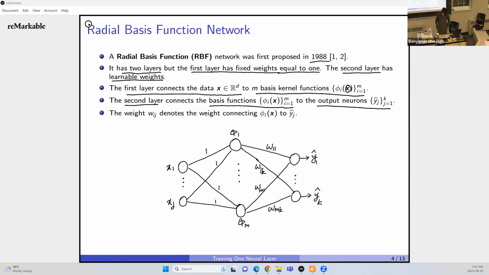The weight wij denotes the weight connecting phi i to yj hat. For example, this is w11 connecting phi 1 to y1 hat. This is w1k connecting phi 1 to yk hat. So as you see, we have two layers. The first one is fixed, and now the goal is to learn these w weights in the second layer.